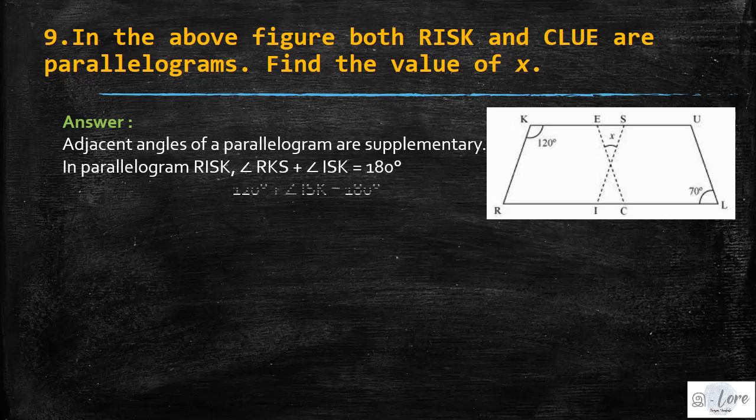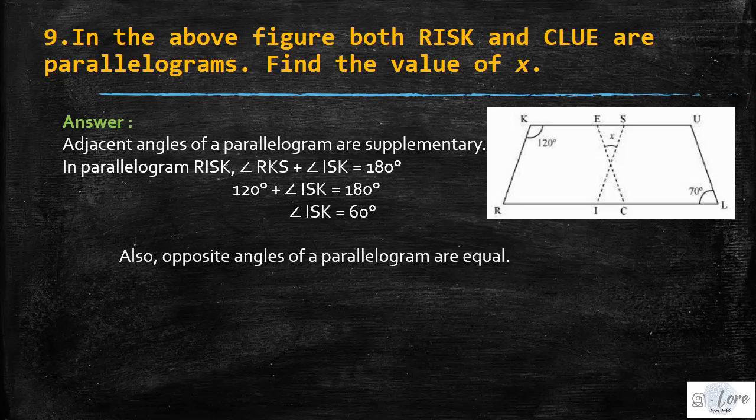Please check the figure. So angle RKS is equal to 120. What is the value of angle ISK then? 180 minus 120 is nothing but 60 degrees. So angle ISK is 60. Similarly, opposite angles of a parallelogram are equal.